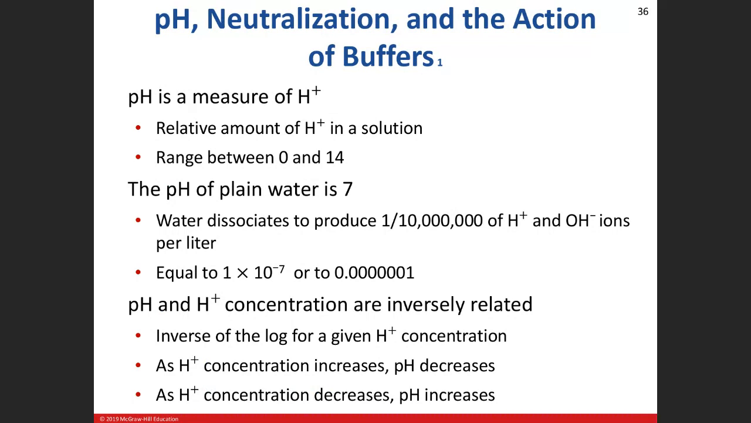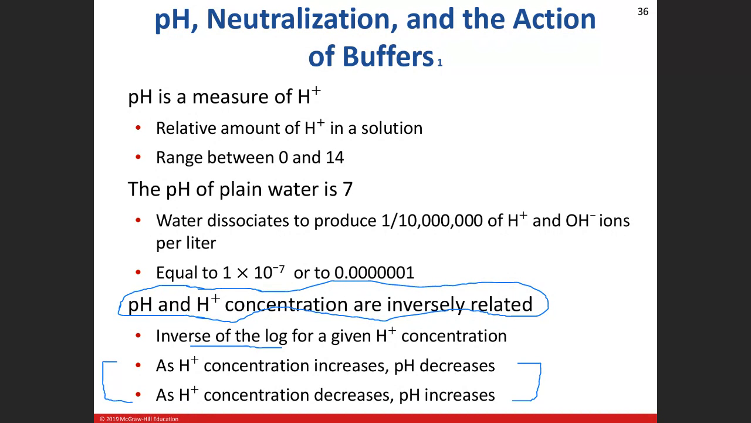This is a very important concept here at the bottom. pH and hydrogen ion concentration are inversely related. And what does that mean? It means when one value goes up, the other one goes down. And that's due to what we call the inverse of the log. The really important part is these last two bullet points at the bottom of the slide. As the hydrogen ion concentration increases, the pH value decreases. So acids, when we add them to a solution, are going to increase the hydrogen ion concentration. Therefore, acids have a low pH value.